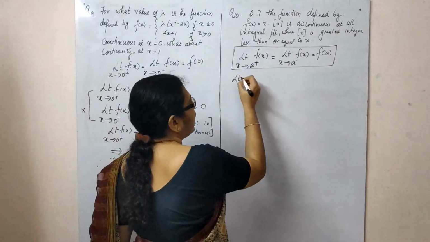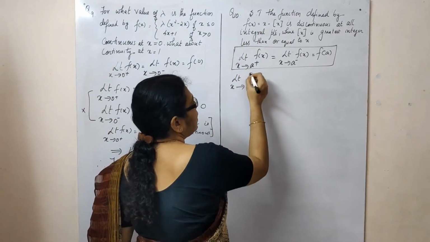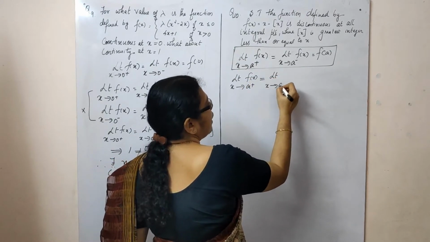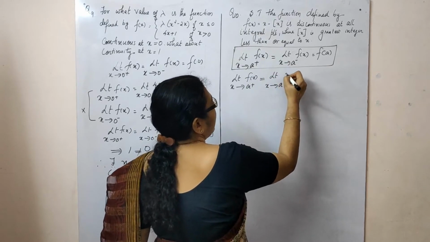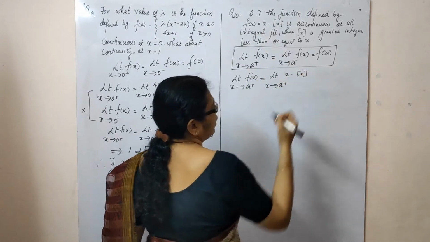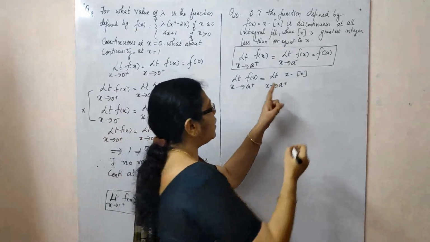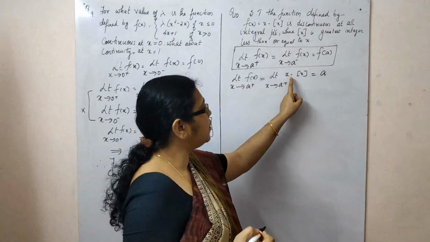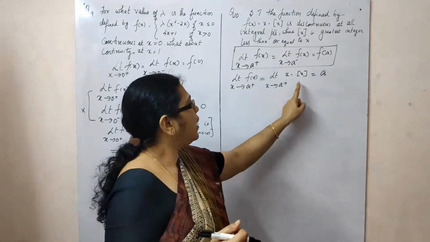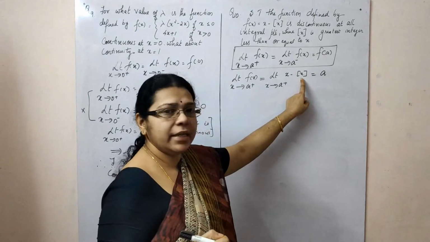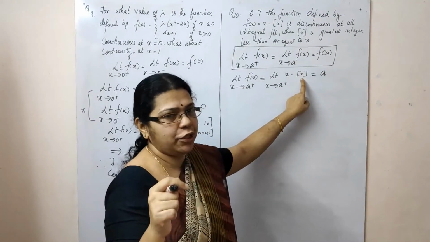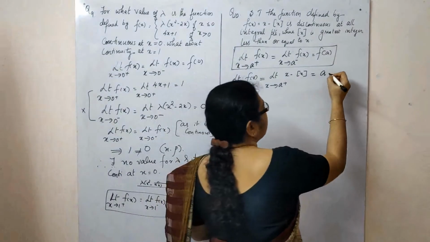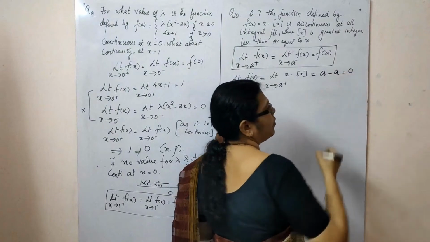So, let me check for the right hand limit. Limit x tends to a plus f of x is equal to limit x tends to a plus of x minus greater integer value of x. Now when I substitute a here, I will get a. Now, what about the greater integer of a plus h? A plus h gives you a again. So this becomes a minus a, which is equal to 0.